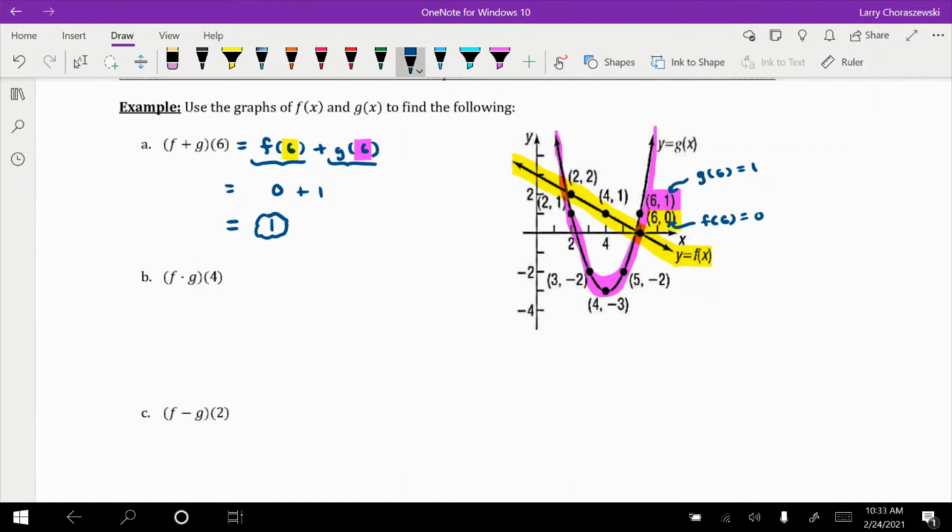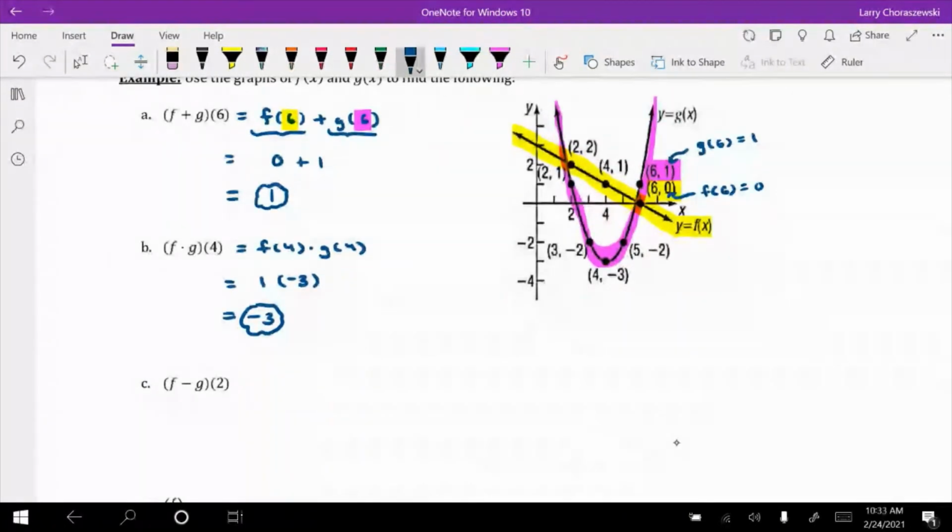Any offers on the answer to part B? I got -3 as well. Yep. F of 4 is 1. G of 4 is -3. Multiply those together, should get -3. Any offers on part C, which can be rewritten as f of 2 minus g of 2? All right, do I have confirmation on an answer of 1 for part C?